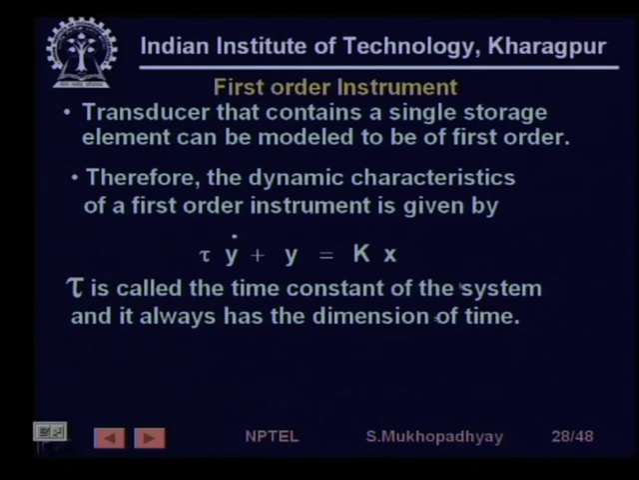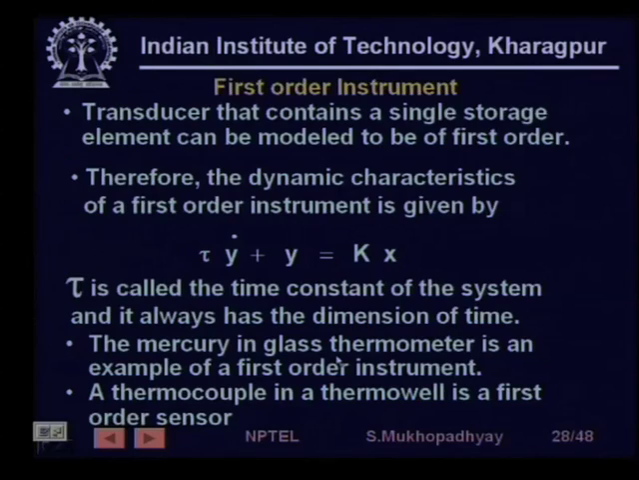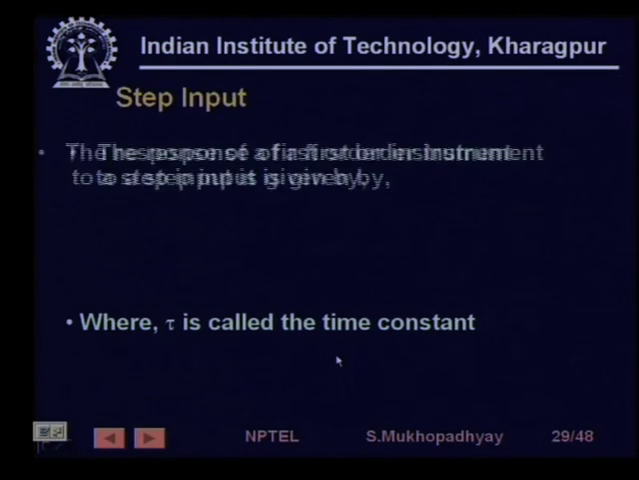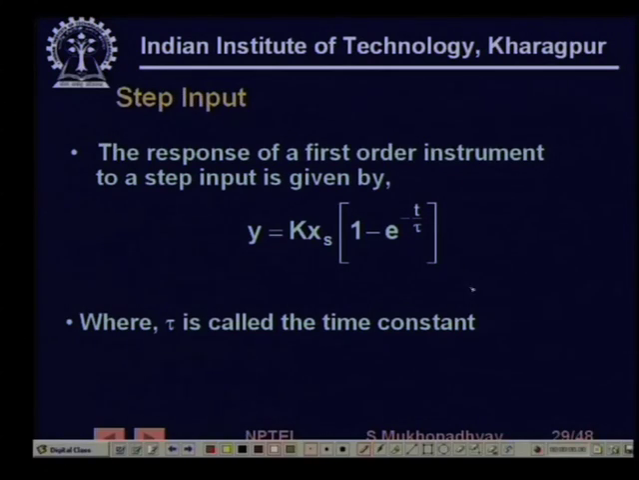So, let us try to characterize the response of this kind of a sensor to various kinds of changing inputs. So, these are two examples, mercury glass thermometer and thermocouple in a thermowell. So, the first kind of input that we consider is a step input. So, step input means it is at 0 and then suddenly it rises. So, at t is equal to 0, the input is 1, suppose.